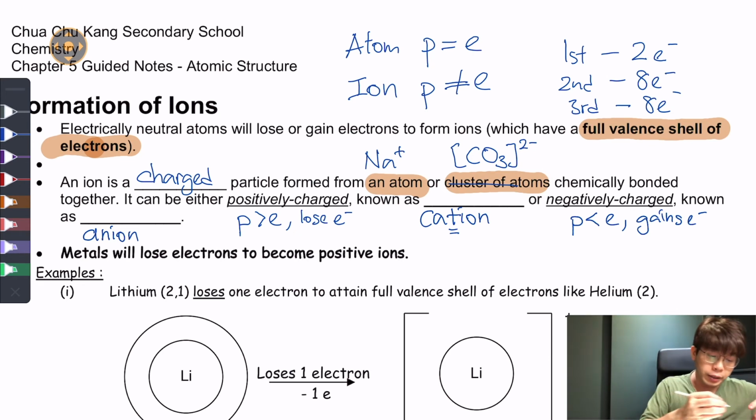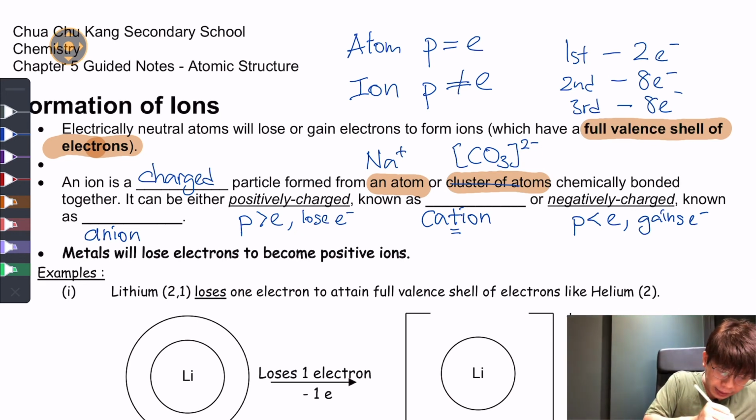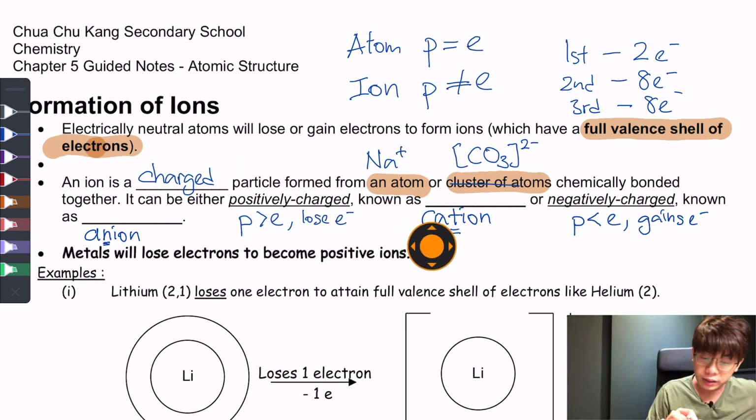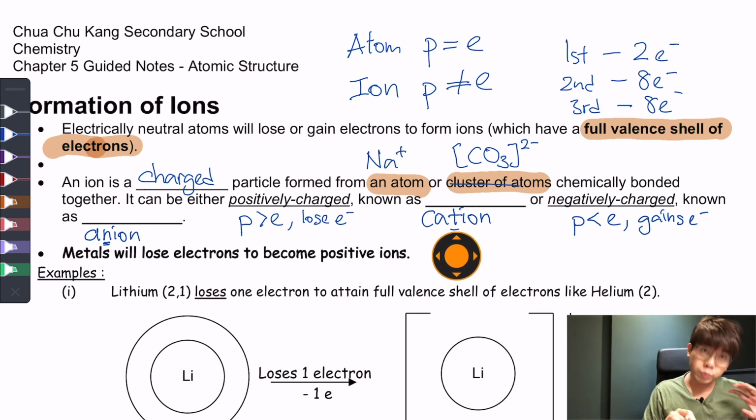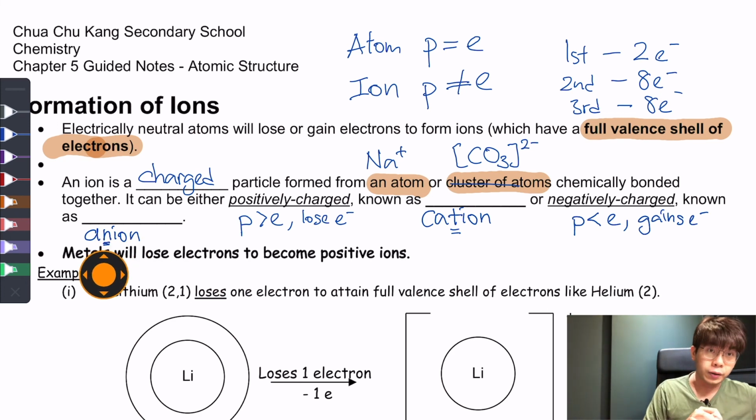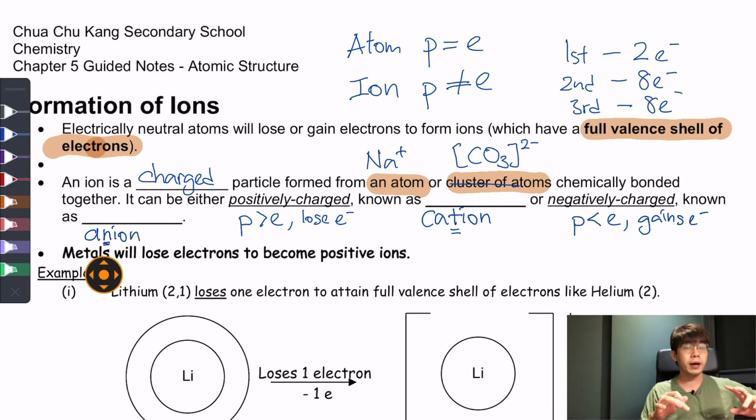How do I remember? You look at anion, there's an N over here, so you can remember N stands for negative. And in cation, you see there's a plus sign here, T, cation, positive. So practice pronouncing it, cation and anion. So this is the first part of the video.